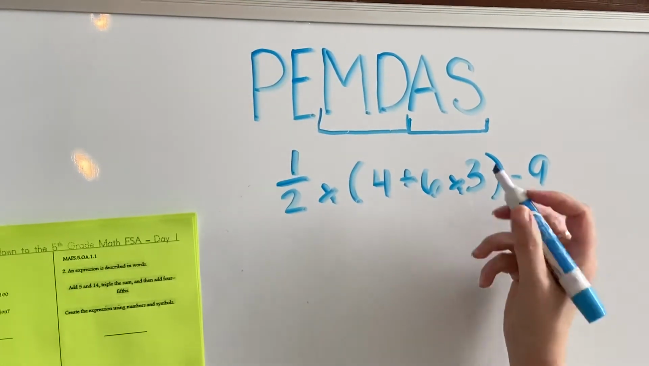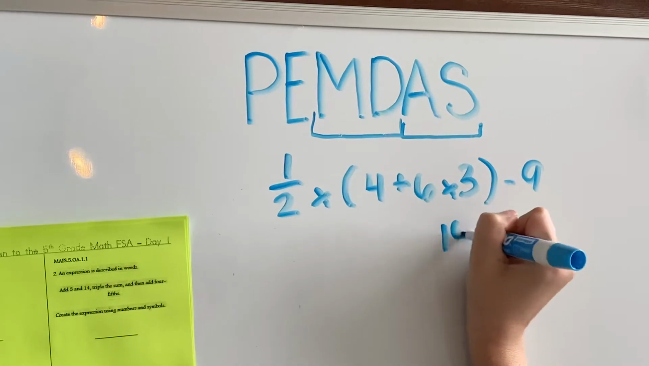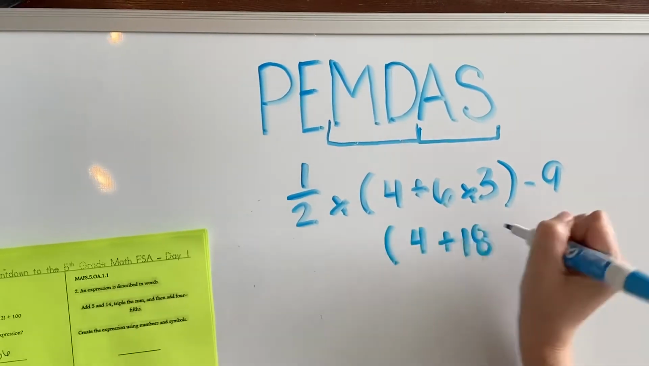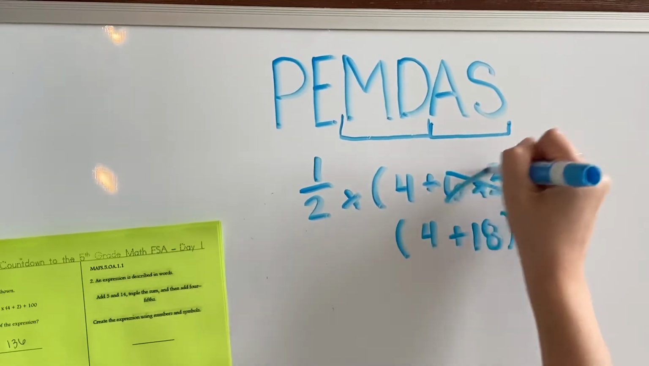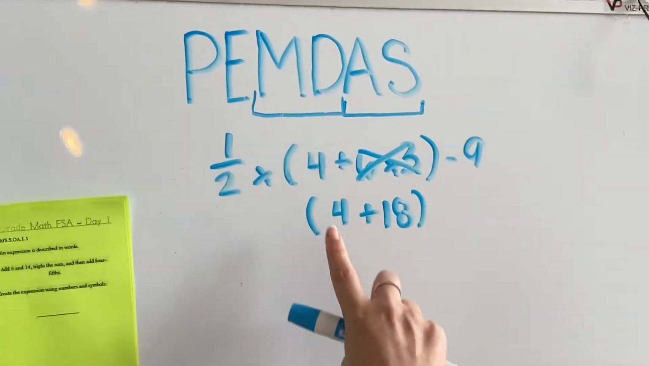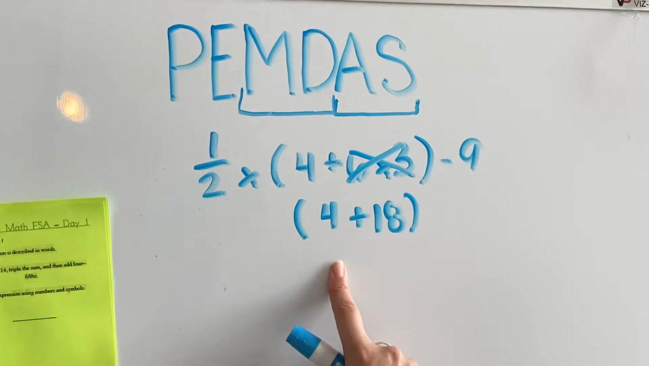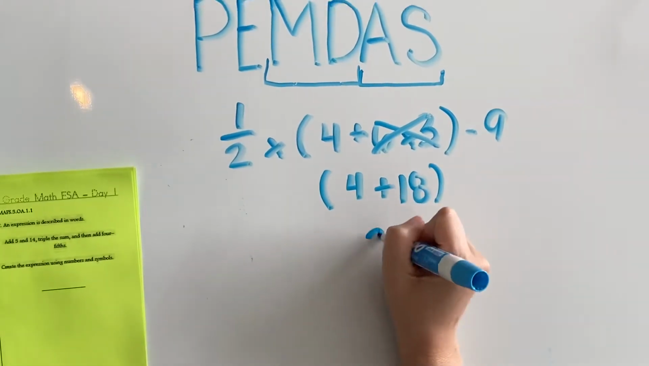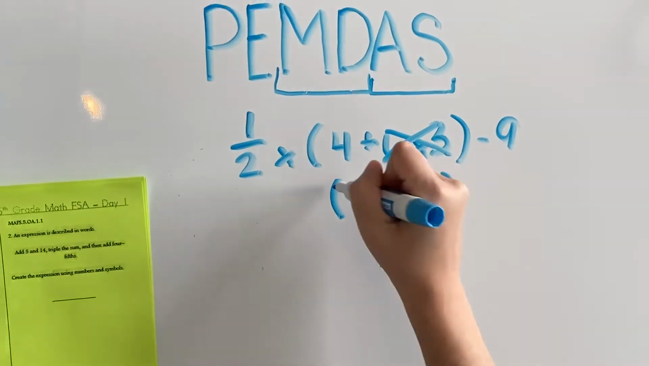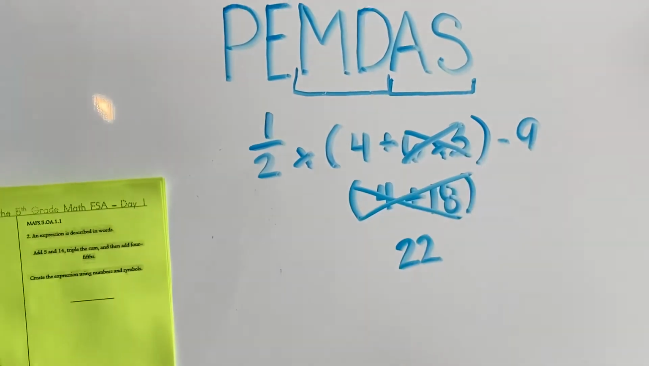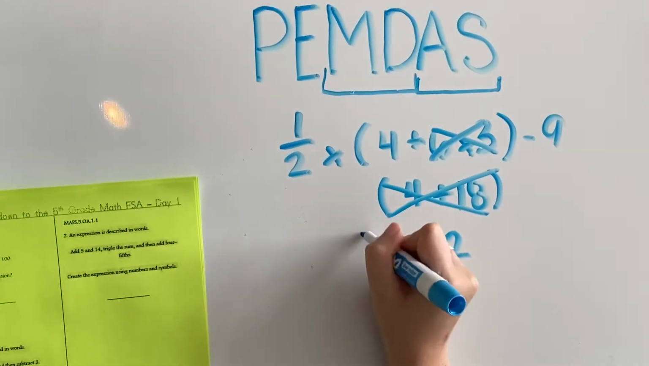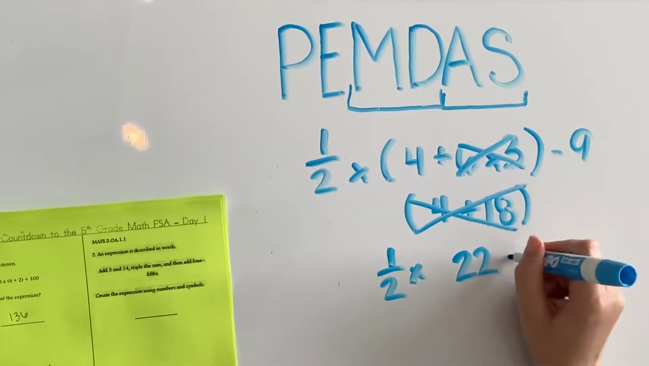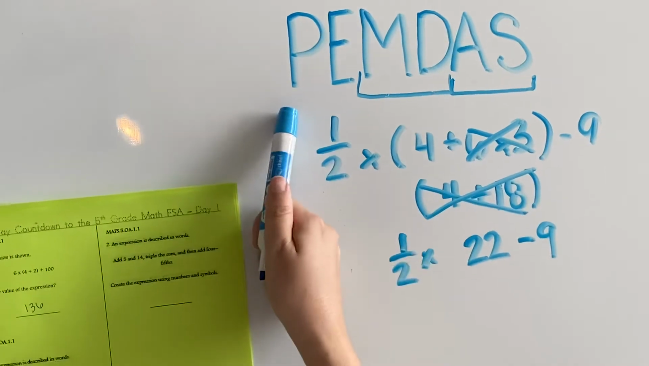6 times 3, I know is 18. And then I add this 4 because I still have parentheses. I have this done, brought that down, and I brought everything else down. I still have parentheses. I still have to do 4 plus this 18, which is 22. Done with that. And now I bring everything else down. 1/2 times 22 minus 9. I'm done with parentheses. Move on.